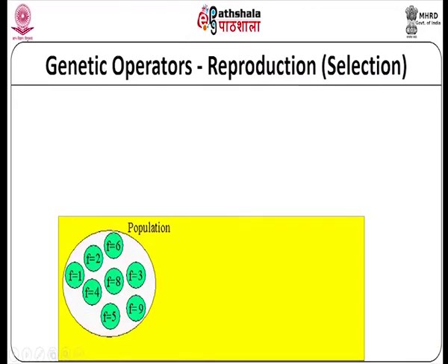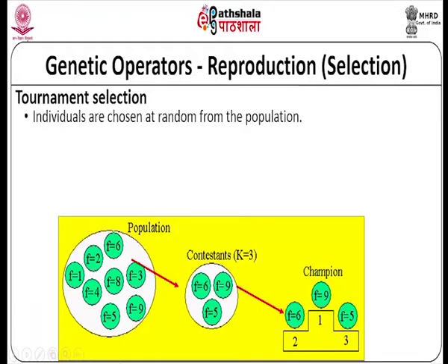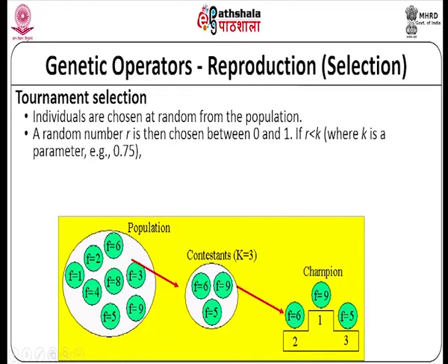So, let us take an example of a population, and then you have selected this for k equal to 3, and depending upon that the champion is selected. Okay, the contestants are first selected and then the champion is selected. This is called tournament selection. So, what you do is individuals are chosen at random from the population, okay, and then a random number r is chosen between 0 and 1. If r is less than k, where k is a parameter, for example 0.7 or 0.75, the fitter of the two individuals is selected as parent.